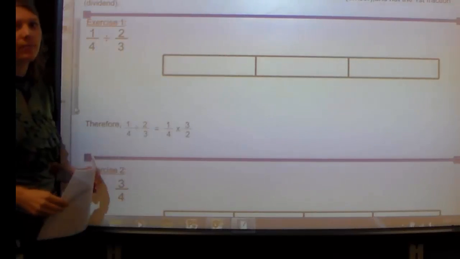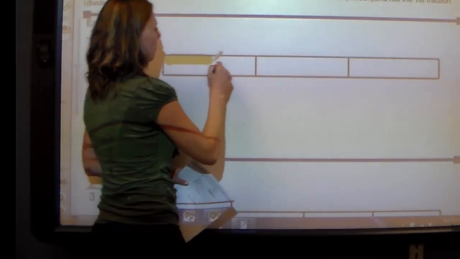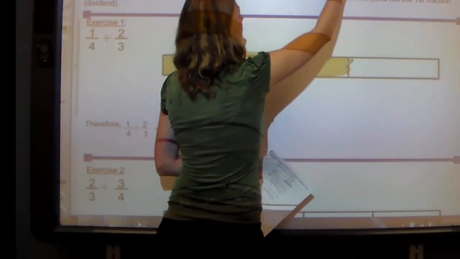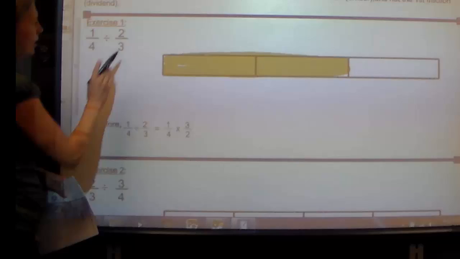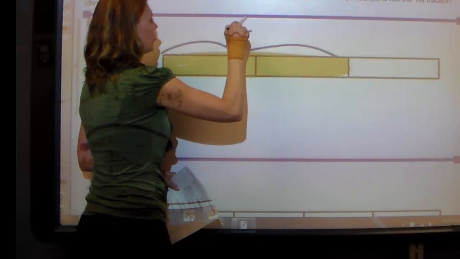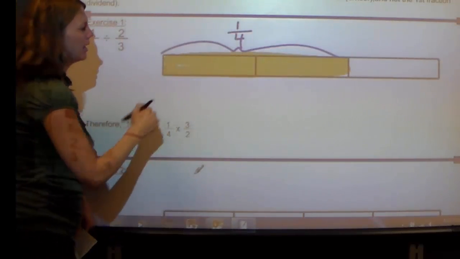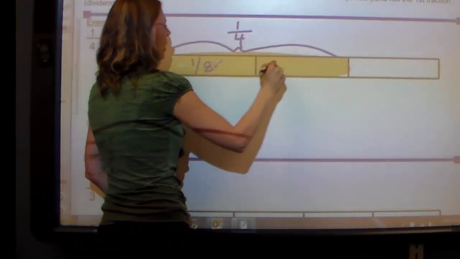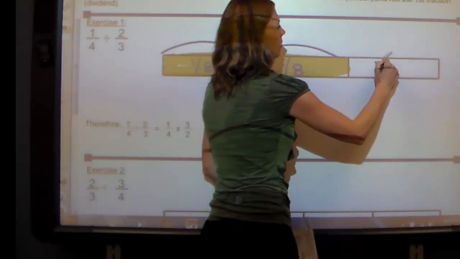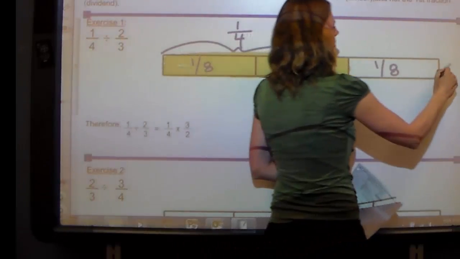Exercise 1, 1/4 divided by 2/3. So again, we're going to model the second fraction. So the second fraction shows 2/3, and this shaded area is worth 1/4. So if that is 1/4, if you split that into 2, I would have 2/8 total, which is the same as a fourth, so I have 1/8 and 1/8. So then this gets 1/8. And so if you have 3 1/8s, you have 3/8.